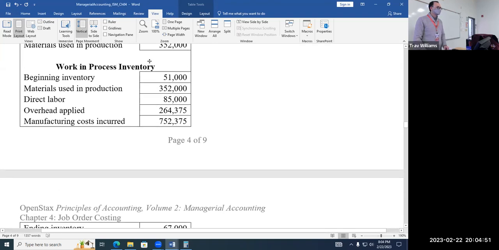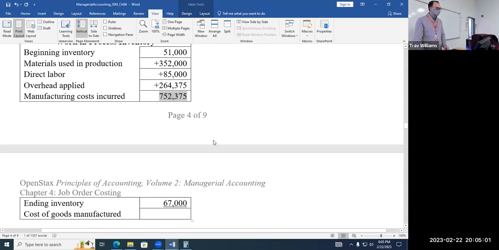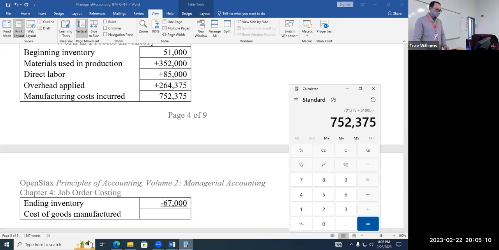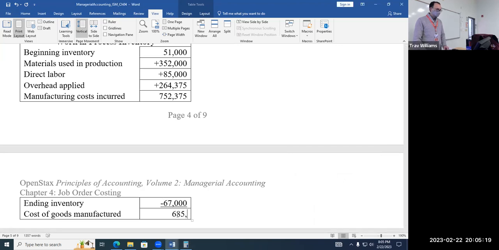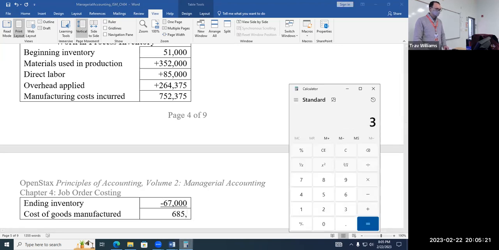So again, you could think of it like this: beginning plus materials, labor, and applied overhead gives us our manufacturing costs incurred. Then what do we do with our ending inventory? Subtract it. Exactly. And that gives us the cost of the goods that we manufactured, also known as finished goods inventory.